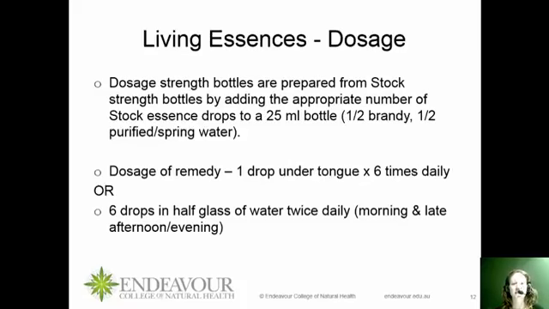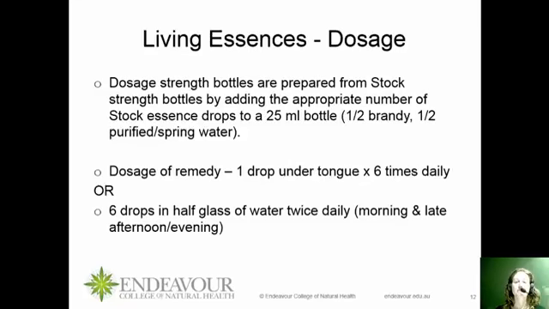The dosing is slightly different with living essences, and they've got lots of different ways to dose. They suggest that it's generally 1 drop under the tongue 6 times daily, or 6 drops twice daily. And that is kind of their stock standard idea around dosing, though it changes.